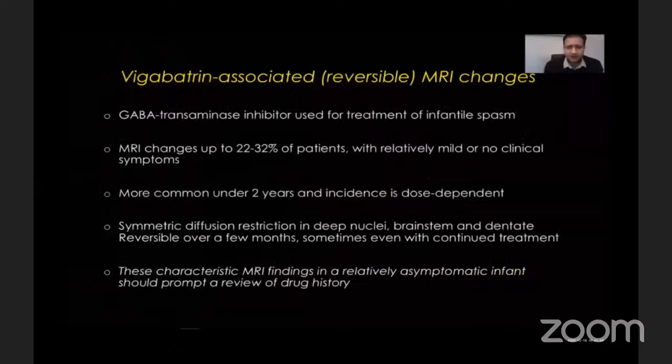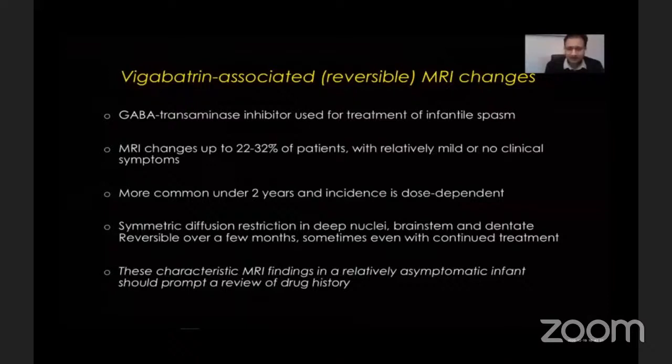So vigabatrin is a common drug which is used for treatment of seizures, particularly infantile spasms. It can also be used for patients with tuberous sclerosis. It's a GABA transaminase inhibitor. MRI changes are very common with treatment and seen in up to 22 to 32% of the patients, and often with relatively mild or no clinical symptoms. As we saw in this case, this was an outpatient MRI for relatively mild clinical symptoms.